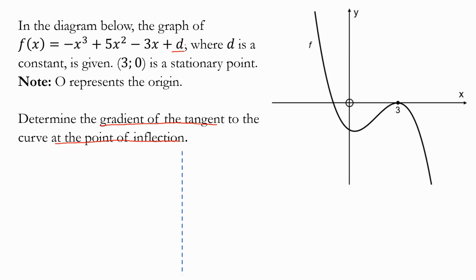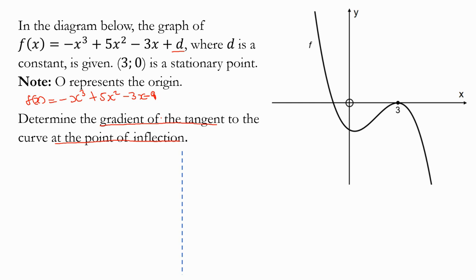Remember we got the value of d, so our equation now is f of x is equal to negative x cubed plus 5x squared minus 3x minus 9. D is negative 9. We got negative 9 in the previous question. So now they say determine the gradient of the tangent to the curve at the point of inflection.